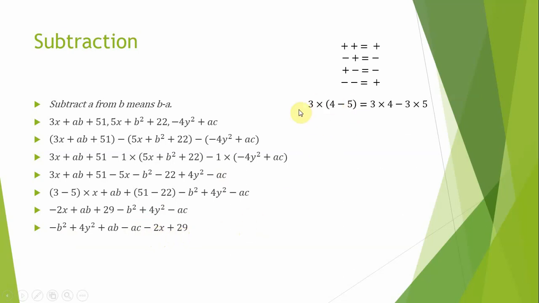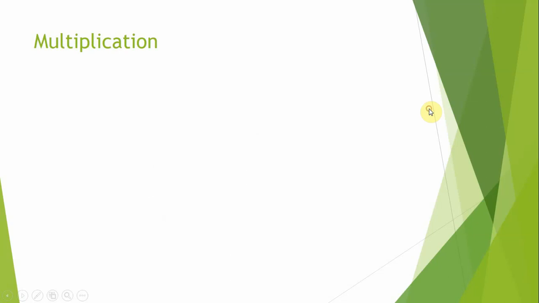Recall, we use the distributive property and it works for addition as well as subtraction during multiplication. So 3 into 4 minus 5 is equal to 3 into 4 minus 3 into 5. Now let's have a look at multiplication. This is a little bit more complex than addition and subtraction, so observe closely.